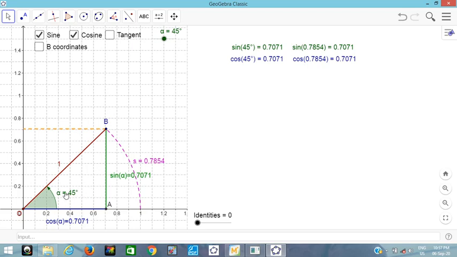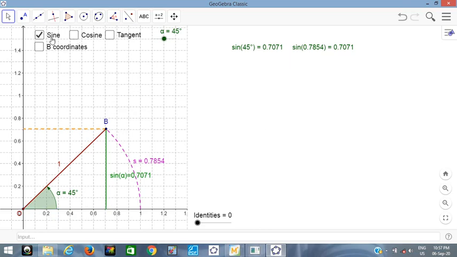Then you can get your sine 45. You can see the result for sine 45, 0.7071. Then you can see cos 45, 0.7071. So they are equal. Sine 45 and cos 45, they are equal. If I want to see my result in fractional form, you can see it, which is square root 2 over 2 for cos 45 and square root 2 over 2 for sine 45. But this is not what I want to show you now.